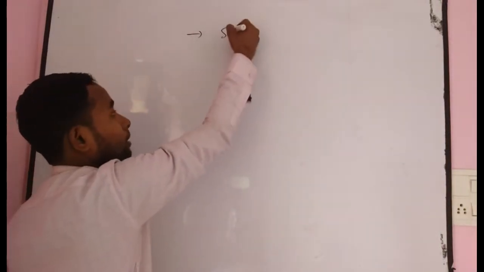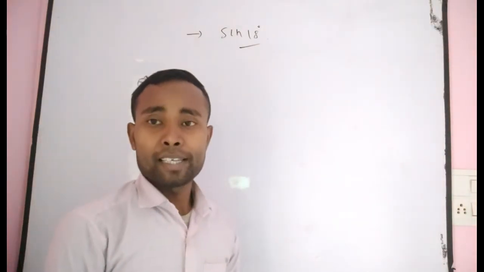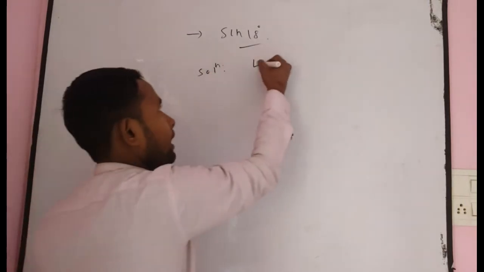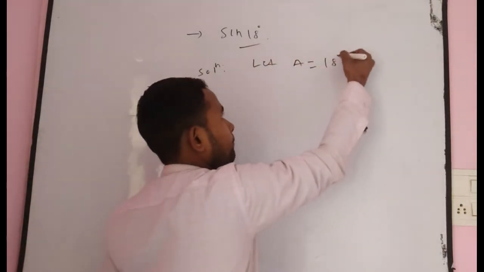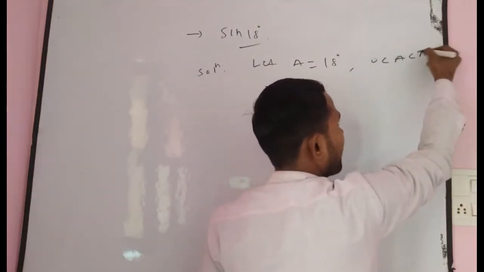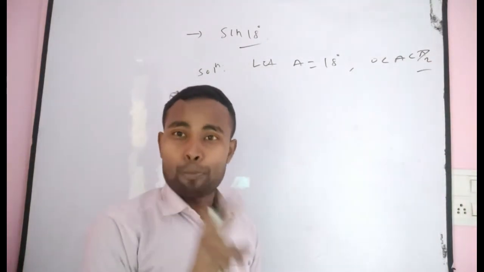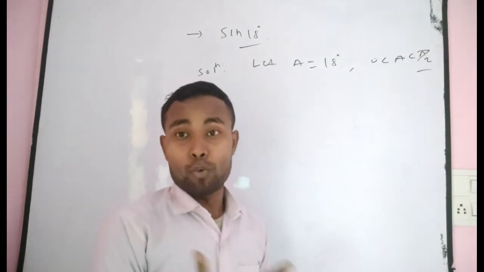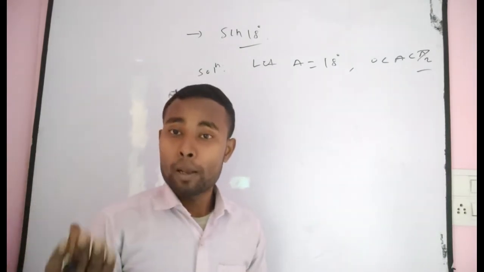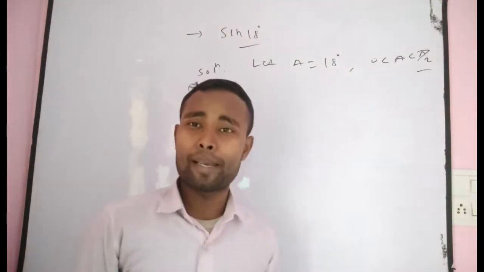Suppose that you have to find the value of sin 18 degree. How can you prove it? That means, how can you find the sin 18 degree value? First of all, before starting, suppose A is equal to 18 degree. As you know, A is greater than 0 but less than pi by 2. So sin 18 degree is always positive, because A is 18 degree, which lies in the first quadrant, where all trigonometric functions are positive.